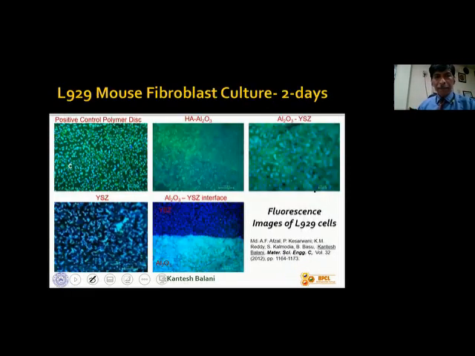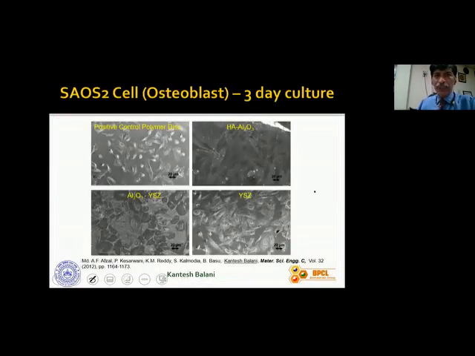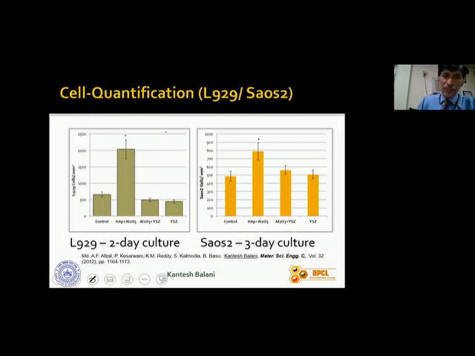You could also see that everything is cytocompatible. Here everything appears green, because aluminum oxide has a self-fluorescence property, so that's why you're seeing everything green. But if I quantify, I will find that the cells are more on the hydroxyapatite and very few on alumina and YZ. We could compare that with the standard, which is a positive control polymer disc. Here you can see this is a control sample, and with HAP, the numbers of cells go very high, whereas aluminum oxide and yttria-stabilized zirconia have similar numbers to the control sample, right?